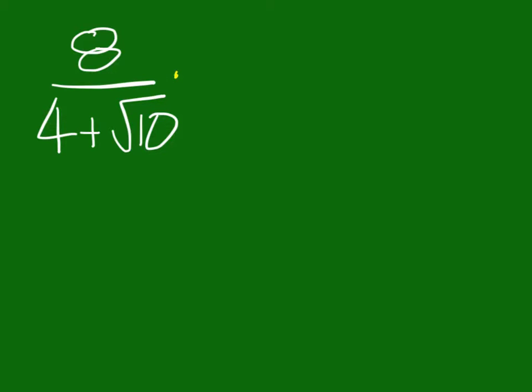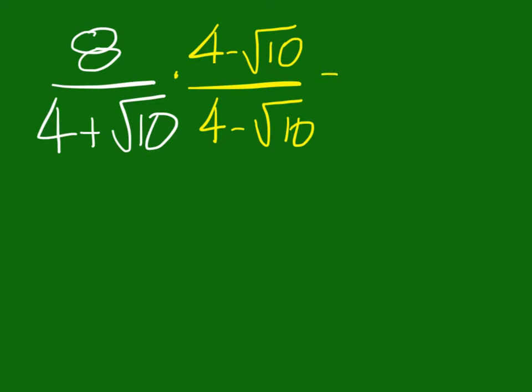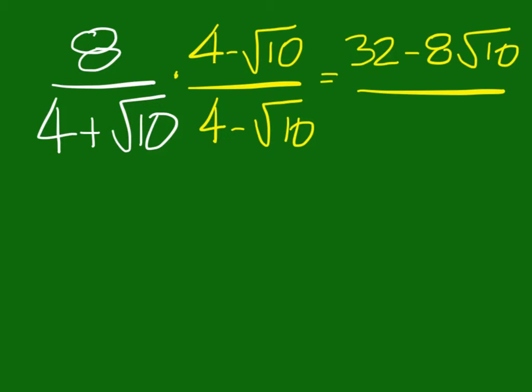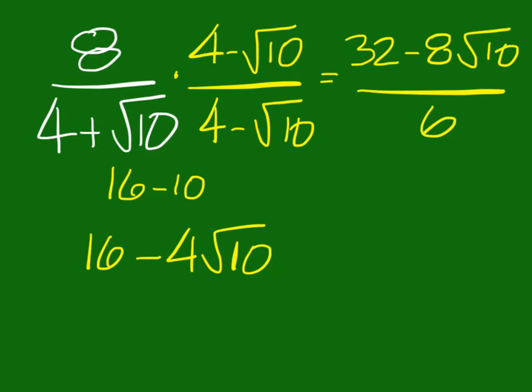For this problem, multiply the top and the bottom by 4 minus square root of 10. So you'll have 32 minus 8 square root of 10 on the top, and on the bottom it'll be 16 minus 10, which is 6. You can cut all of those in half to come up with 16 minus 4 square root of 10 over 3.